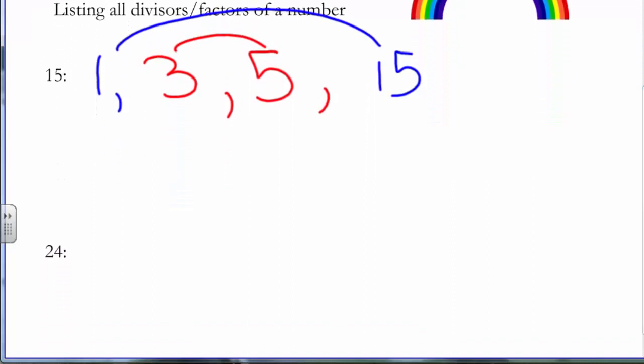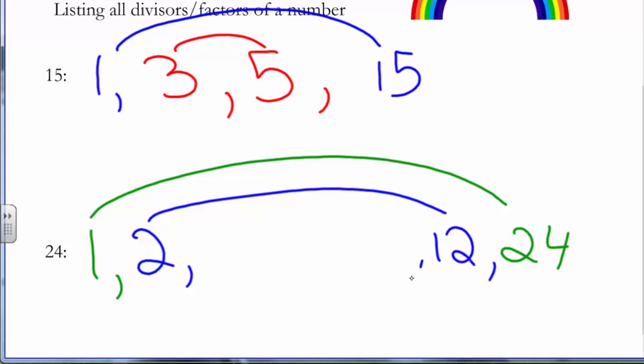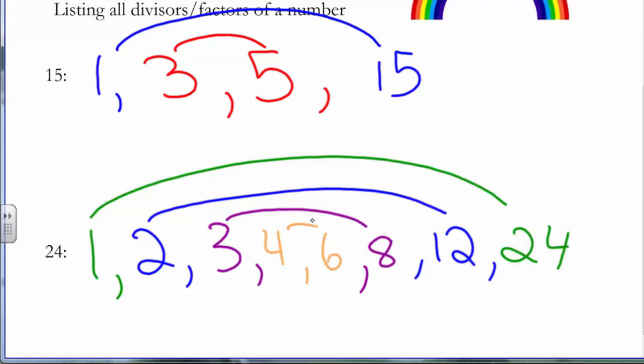All right, let's look at the factors of 24. Well, again, start with 1. 1 and 24 are factors of 24. But we can also divide 2 into 24. And you want to ask yourself, 2 times what is 24? 2 times 12 is 24. Does 3 go into 24? Yep. And it's 3 times 8 is 24. And finally, can 4 go into 24? Sure. 4 times 6 is 24.